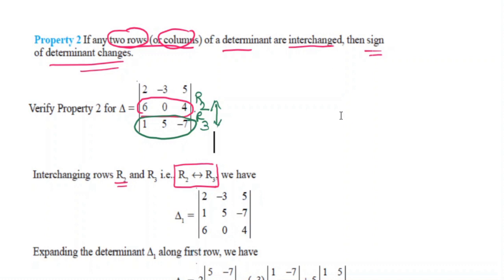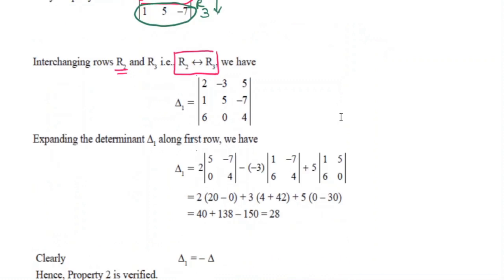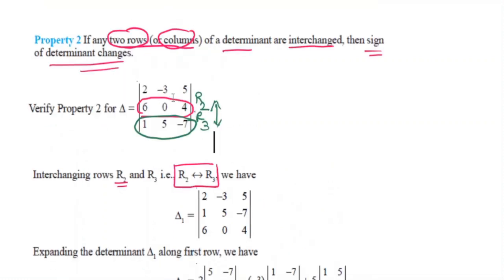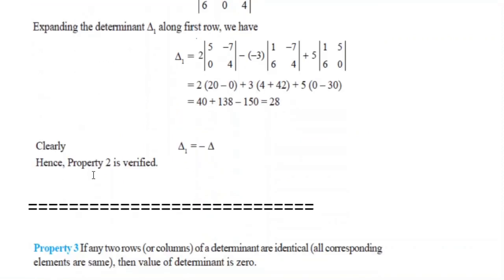Now let us find out the determinant of the second one. We know this already. Remaining with 2, we will take 5, minus 7, 0, 4. Taking minus 3 outside, then 1, minus 7, 6, 4. Taking 5, then 1, 5, 6, 0. Do you understand? And when you have this, you are able to get 28. In the previous case, you again check it, you will have minus. So it means the second property is verified.